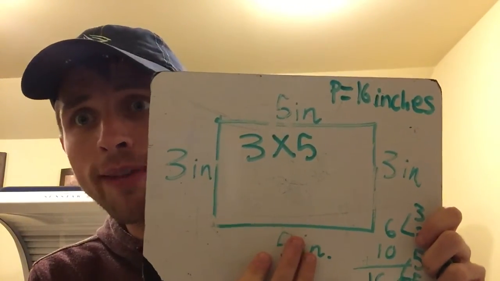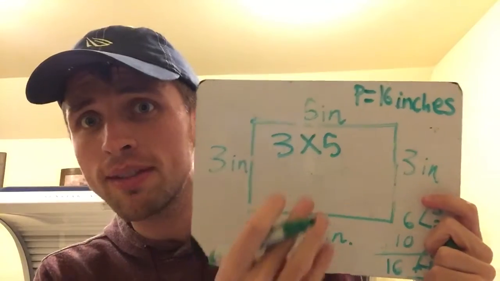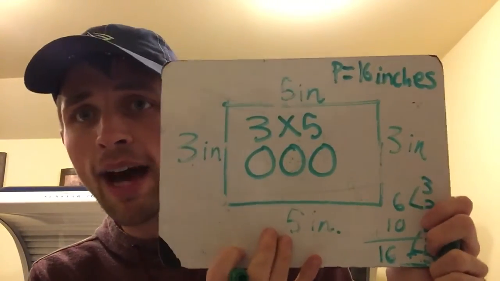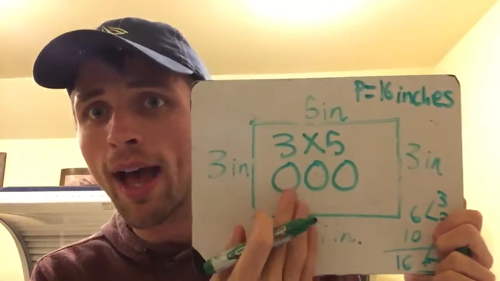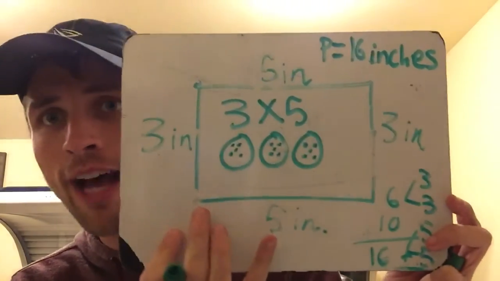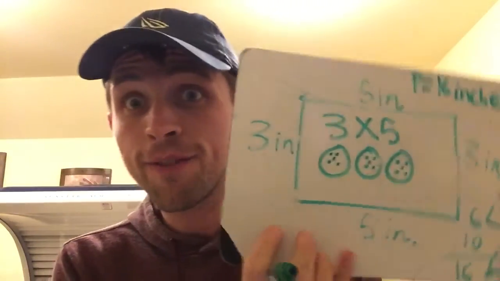Remember, we have to make groups out of one of my factors. I'm going to choose to make groups out of my 3 here. So I'm going to make 3 groups. If I make groups out of my 3, that means I have to put how many in each one with the set model? 5 in each one. So I'm going to go 1, 2, 3, 4, 5, 6, 7, 8, 9, 10, 11, 12, 13, 14, 15. So 3 times 5 is what? It's 15.